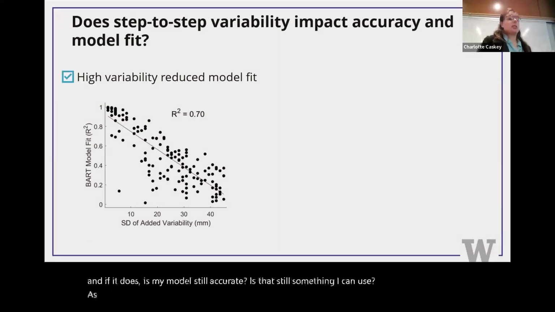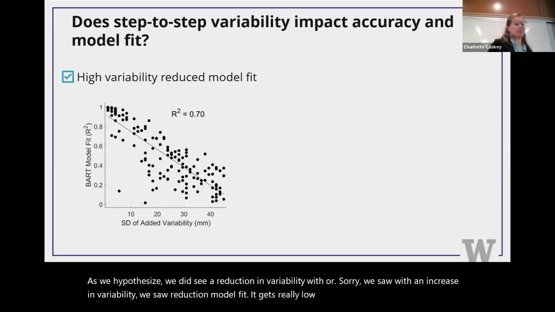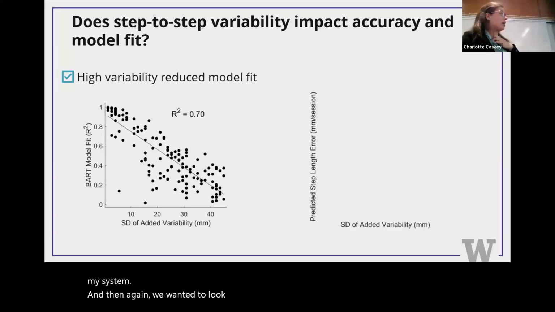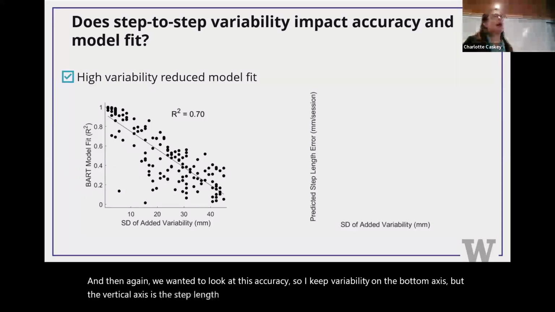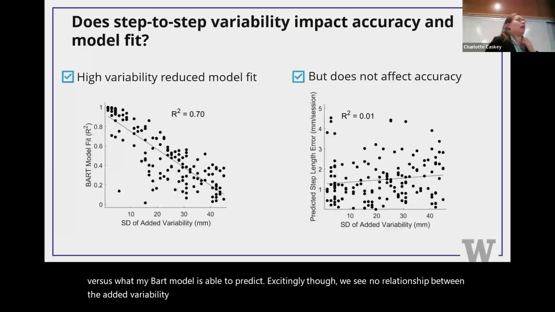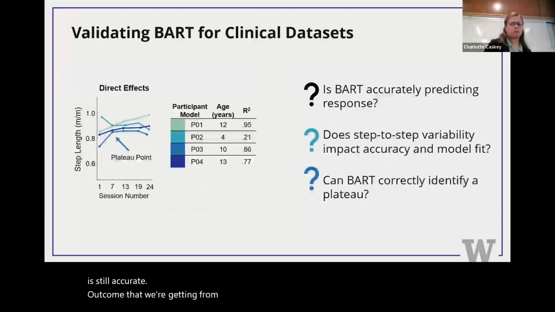As we hypothesized, we did see a reduction in model fit with an increase in variability. It gets really low there with the added variability to my system. And then again, we wanted to look at accuracy. So I keep variability on the bottom axis, but the vertical axis is the step length error. This is the error between what I specify in the model versus what my BART model is able to predict. Excitingly, though, we see no relationship between the added variability and the accuracy of the BART model. So even though this reduced model fit, it's still an accurate outcome that we're getting from BART.